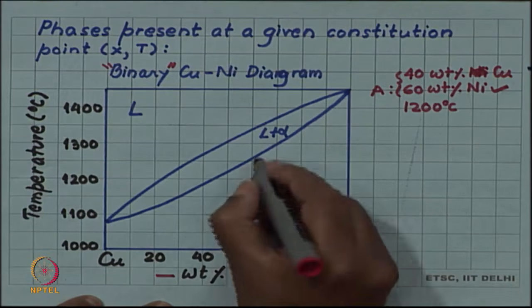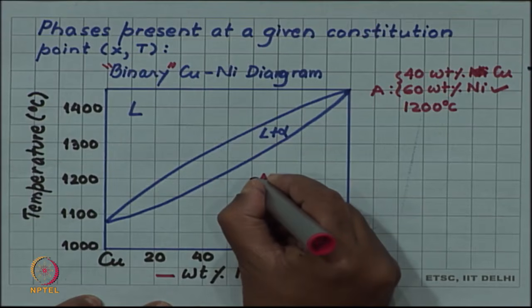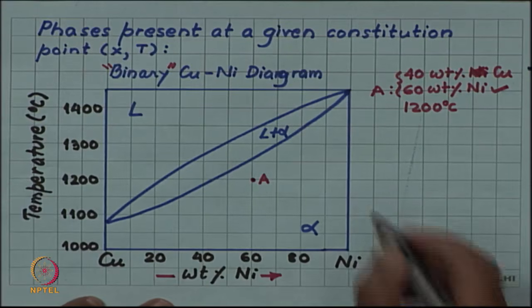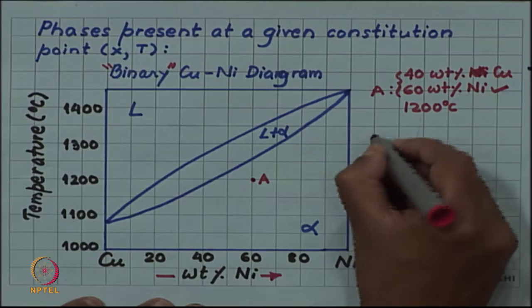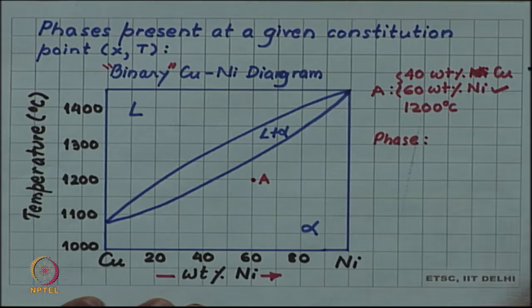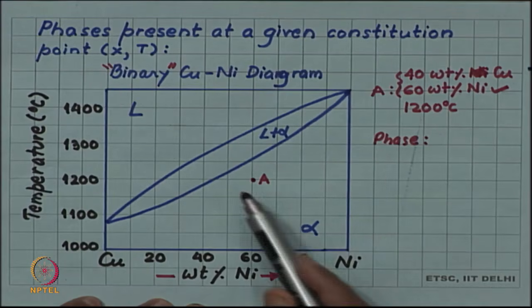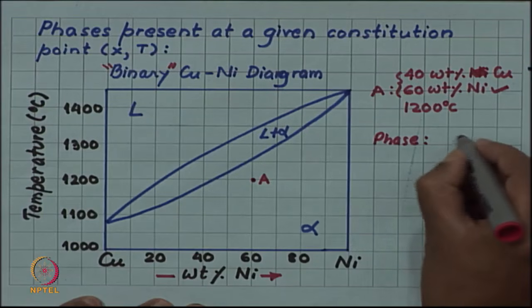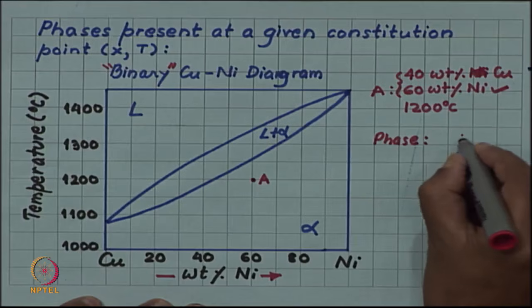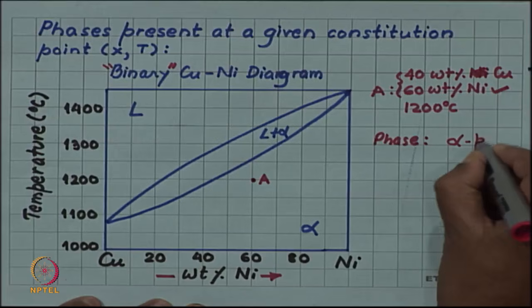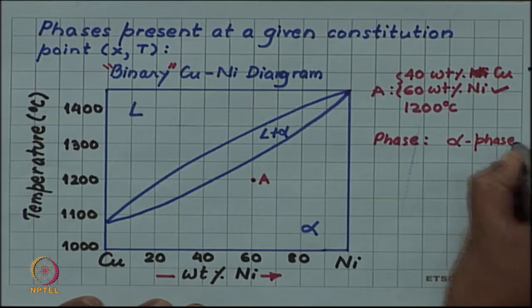So, this is my point, and the alloy has been equilibrated at 1200 degrees Celsius. So, the question, what is the phase here? All you have to do is to see in which region it is falling. Since it is falling in the alpha region, we will say that the phase is alpha phase.